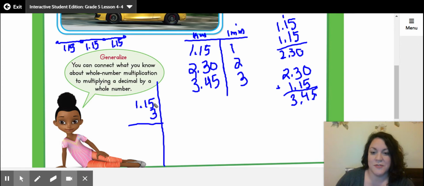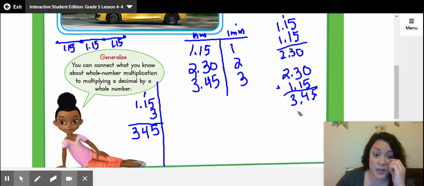Okay, 3 times 5 is 15. So I put my 5 here. And then you carry the 1. 3 times 1 is 3, plus that 1 on the top. Okay, 45. 3 times 3 is 3. 3 times 1 is 3. Okay, so we got a different answer.